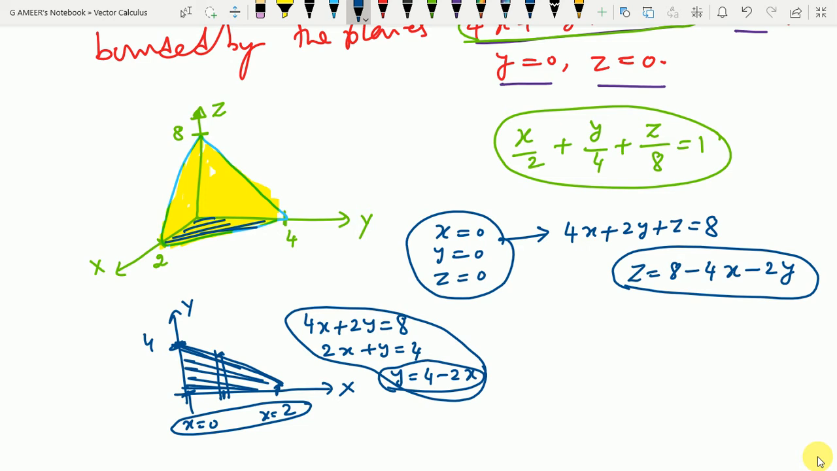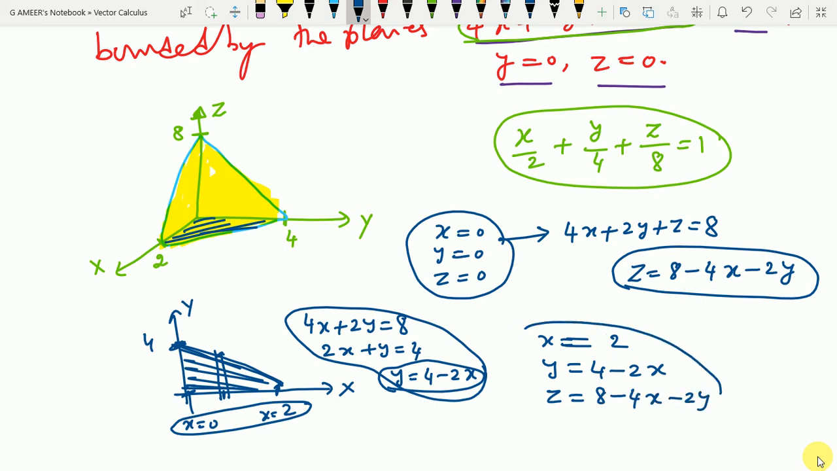The lower limits are x equal to 0, y equal to 0, z is equal to 0. Then what will the upper limits be? x is equal to 2, then y is equal to 4 minus 2x, then z is equal to 8 minus 4x minus 2y. This is the upper limit. So we got the lower limit and the upper limit of integration.